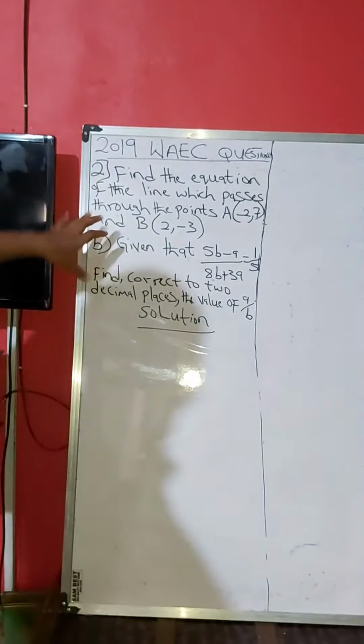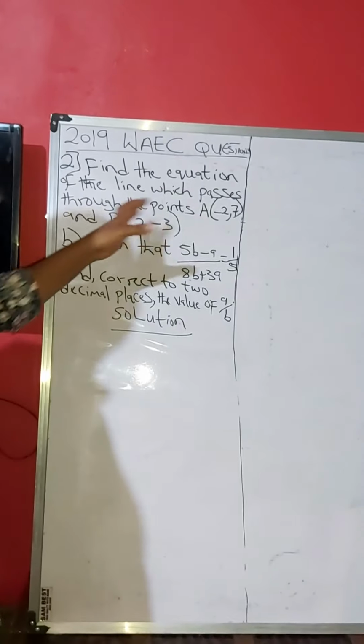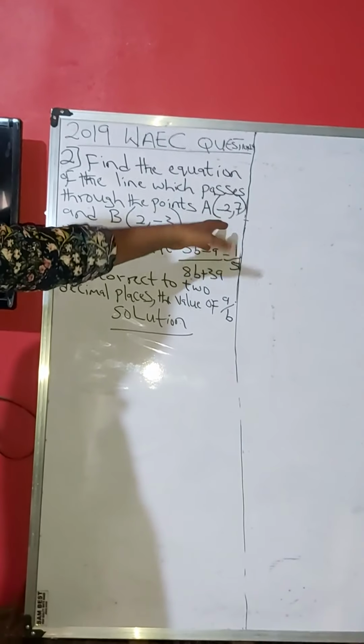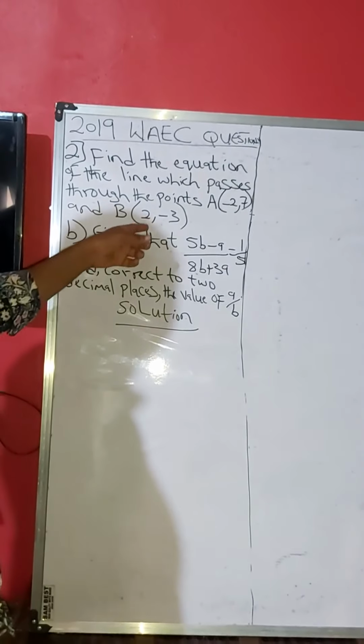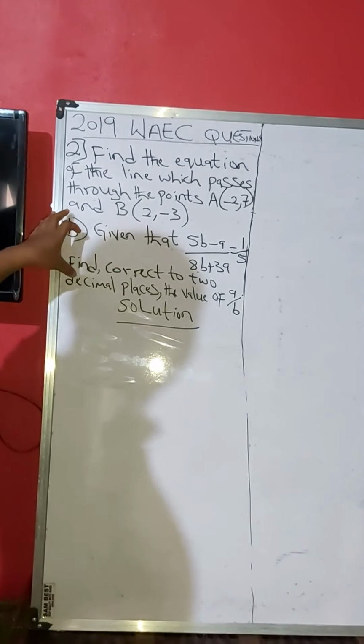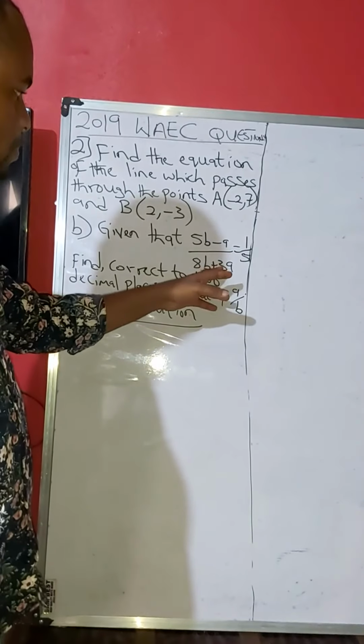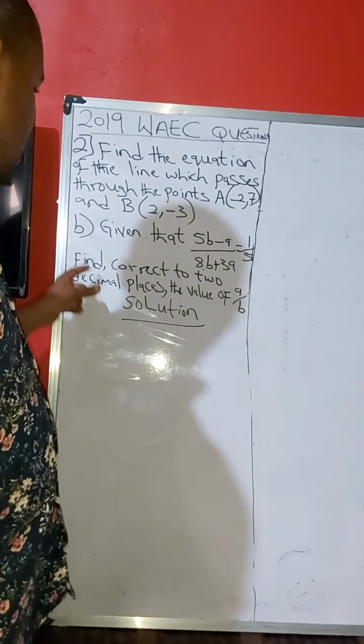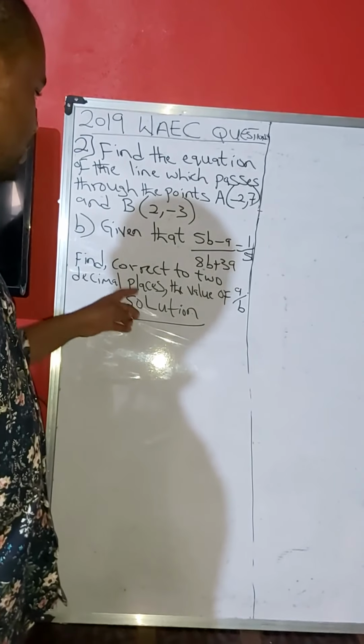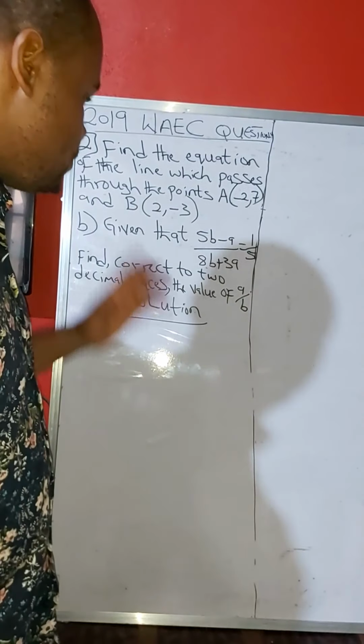Now, in this series, we are looking at past 2019 WAEC questions. Yesterday, we looked at question 1, and today we'll be looking at the second question. Now, the second question says, find the equation of the line which passes through the points A(-2, 7) and B(2, -3). The B part of the question says, given that (5b - a)/(8b + 3a) = 1/5, find, correct to 2 decimal places, the value of a/b.